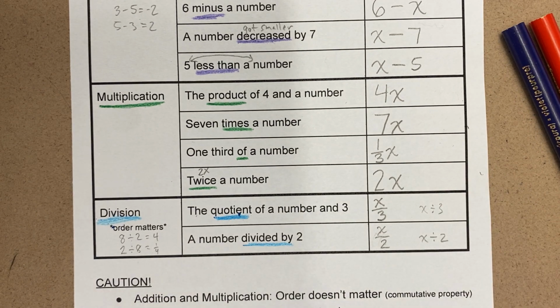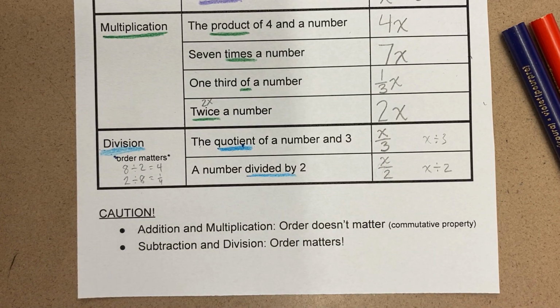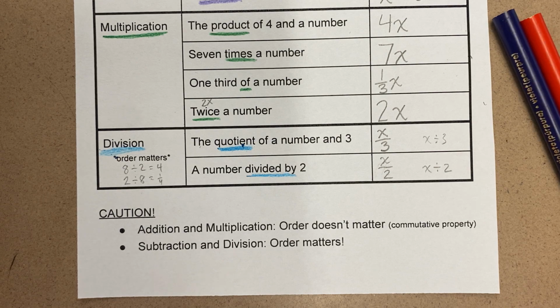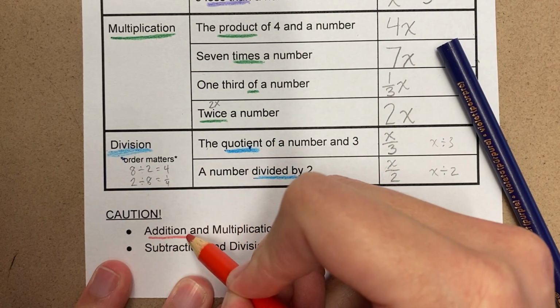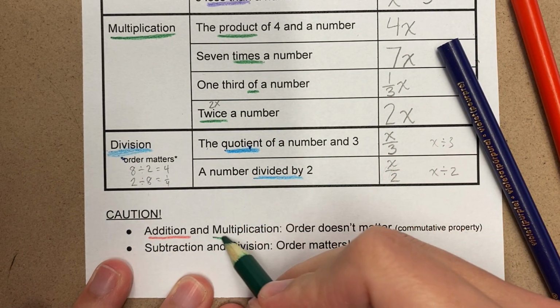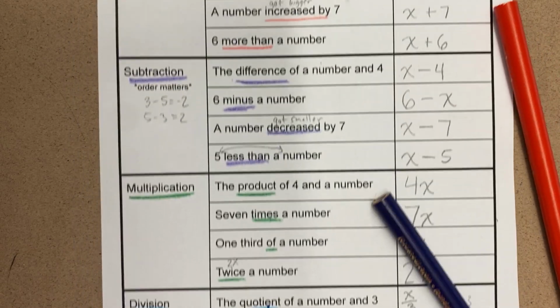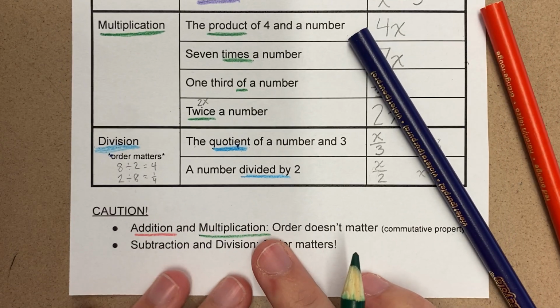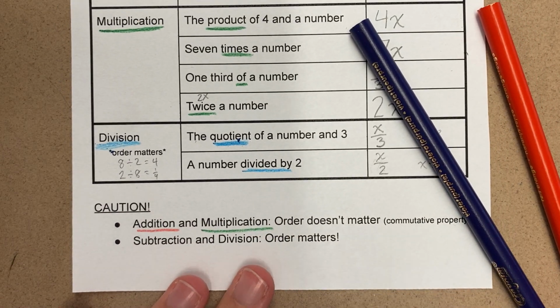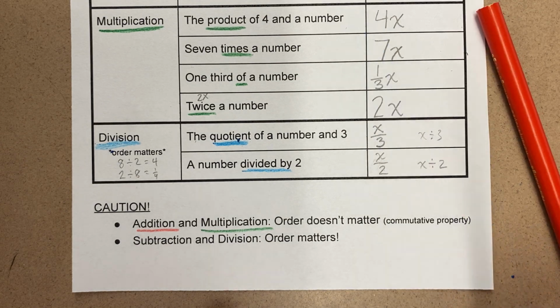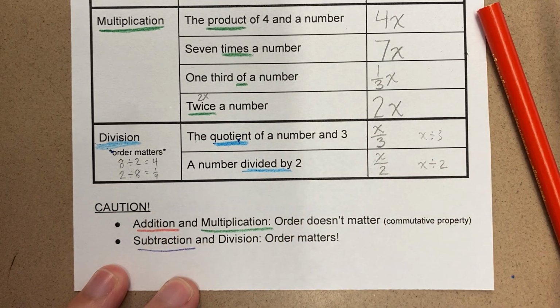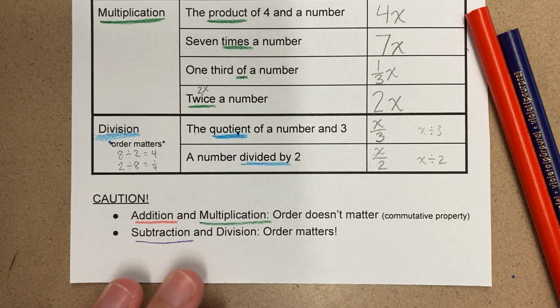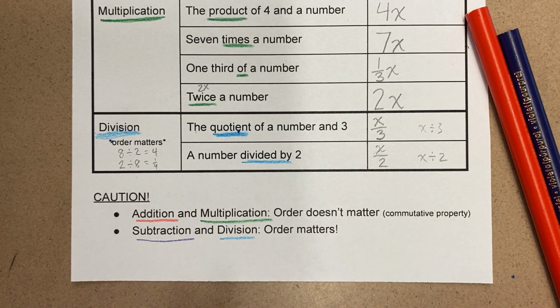And so once again, just a reminder that for addition and multiplication, look, I'm using my addition color, my multiplication color. The order doesn't matter. It doesn't matter what order we multiply or add in. Like 5 times 3 is the same as 3 times 5. But for subtraction and division, we do need to be a little bit more careful and mindful about order because the order does matter, and depending on the order, we get different values.